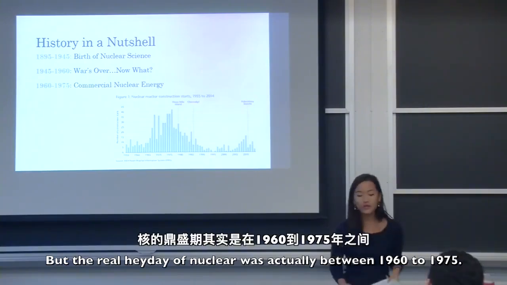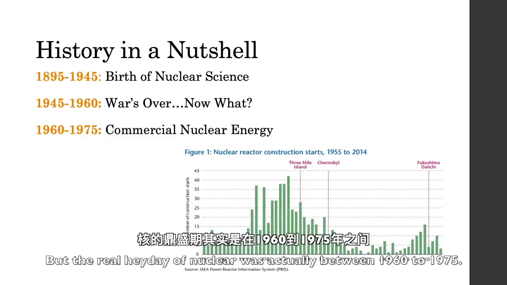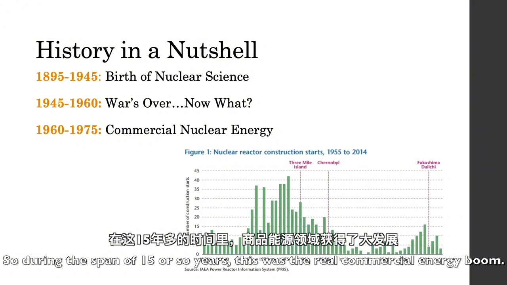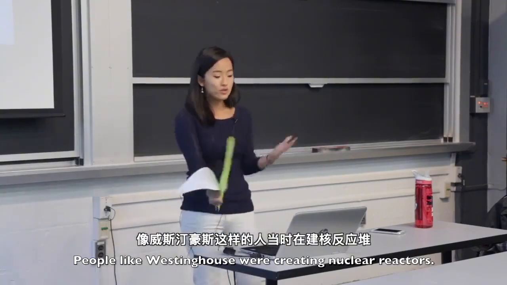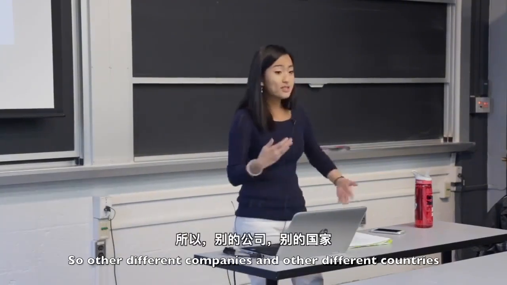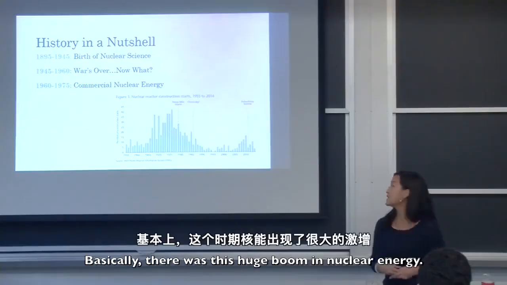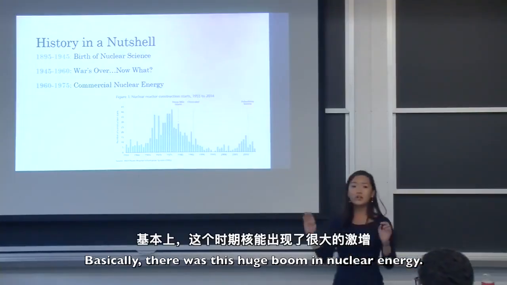The real heyday of nuclear was actually between 1960 and 1975. During the span of 15 or so years, this was the real commercial energy boom. Companies like Westinghouse were creating nuclear reactors. Other companies and other countries were doing this as well. Basically, there was this huge boom in nuclear energy.